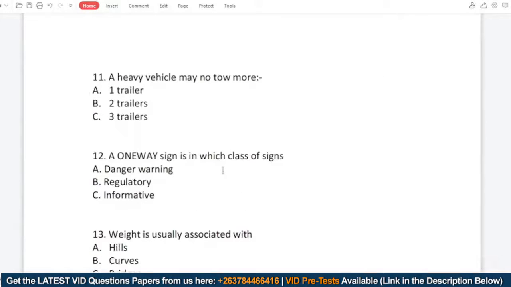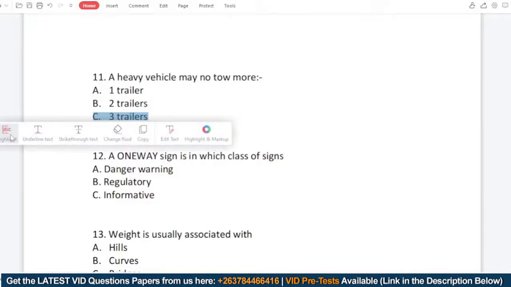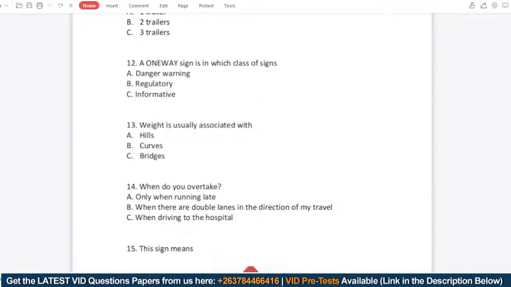Number 11, a vehicle may not tow more than. This is supposed to say not. I don't know why it says no, but anyways, it's okay. A vehicle may not tow more than, is it 1 trailer, 2 trailers, or 3 trailers? It's 3 trailers. A vehicle should not tow more than 3 trailers. So the correct answer here is C.